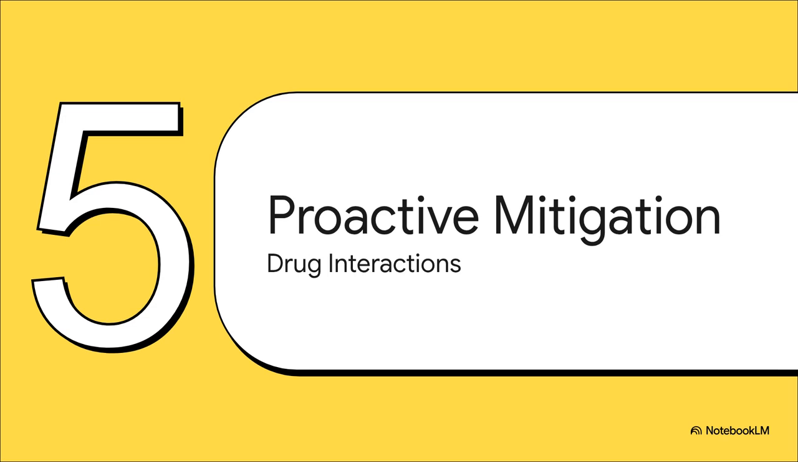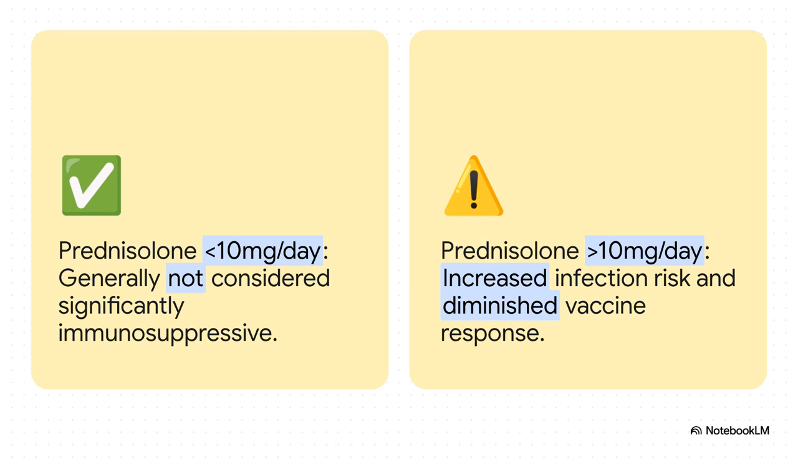So we've looked at individual drugs. For our final section, let's zoom out a bit to proactive risk mitigation. This means looking beyond just one prescription at a time and anticipating risks from common drug classes and really dangerous interactions. Corticosteroids are a perfect example of dose-dependent risk. At a low daily dose of prednisolone, let's say under 10 milligrams, we're generally not too worried about significant immunosuppression. But the moment you cross that 10 milligram threshold, the risk of infection goes up, and you can even see a reduced response to vaccines. For us, that dose is a critical line in the sand.